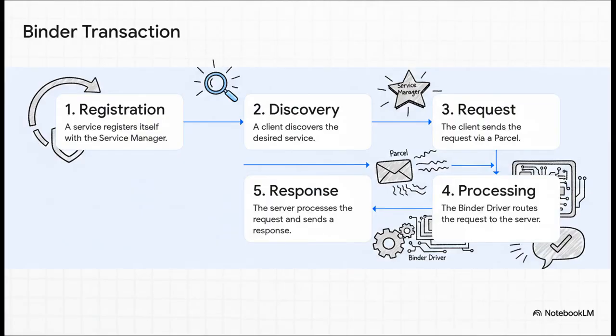Okay, so let's put it all together. A typical transaction follows these 5 basic steps. First, a service, like our GPS service, registers itself with the service manager. 2, your app, the client, asks the service manager, "Hey, how do I find that service?" 3, your app sends its request, all packed up nicely in a parcel. 4, the binder driver grabs that parcel and securely routes it to the right service. And finally, 5, the service does its thing and sends a response right back.